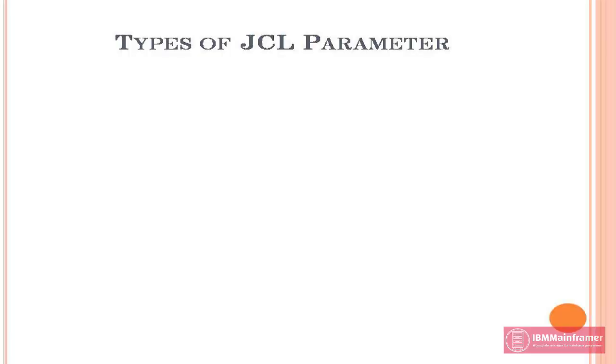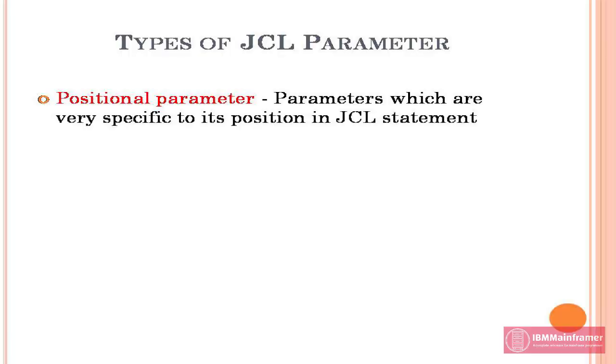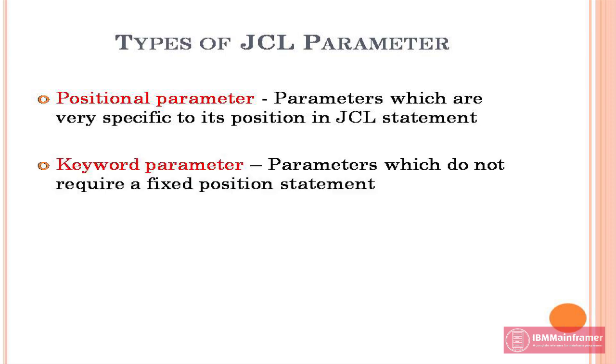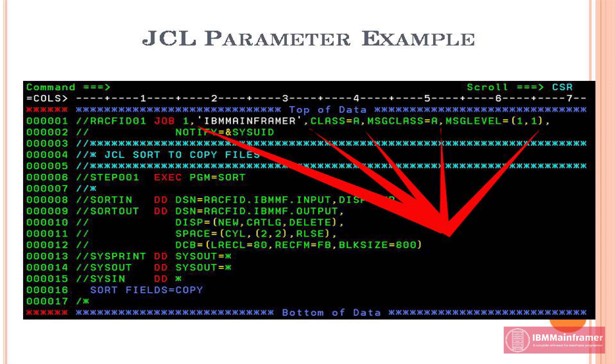There are two types of parameters available in JCL: positional parameters and keyword parameters. The parameters which are very specific to their position are called positional parameters. The parameters which do not require a fixed position are called keyword parameters. Use commas to separate positional parameters, keyword parameters, and subparameters in the parameter field. We will discuss each parameter type in detail.